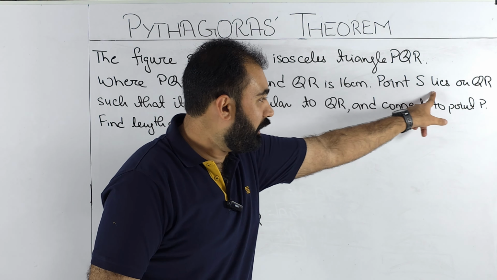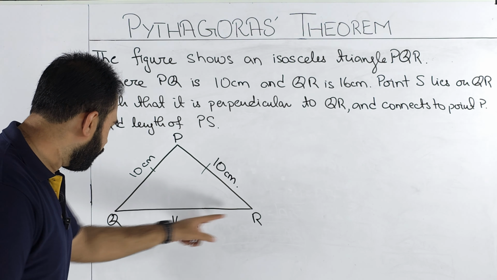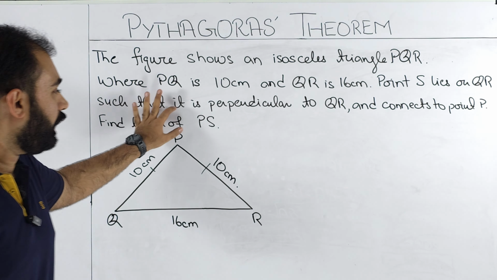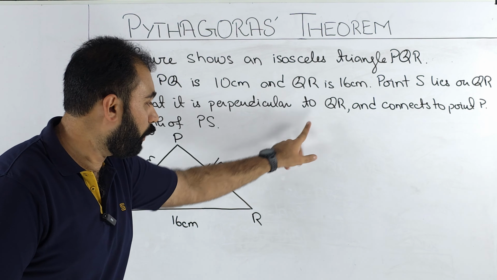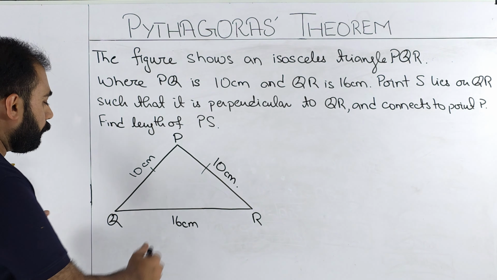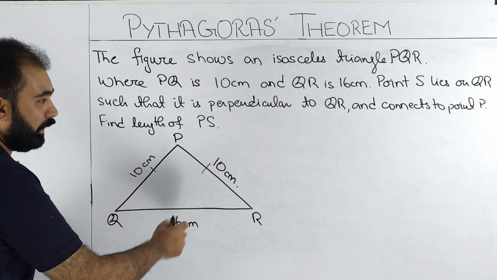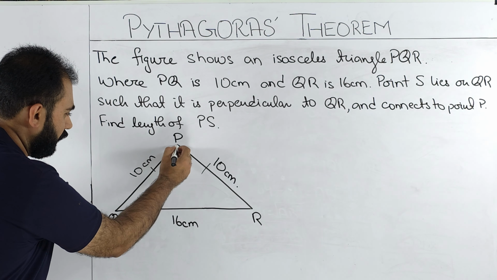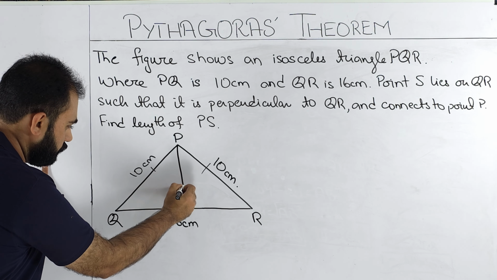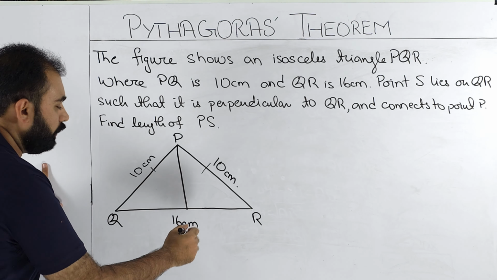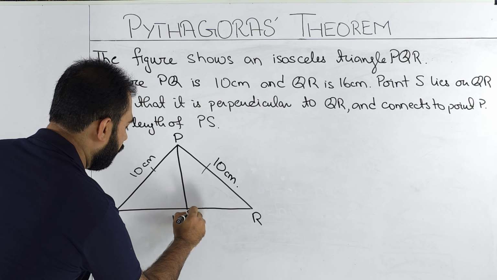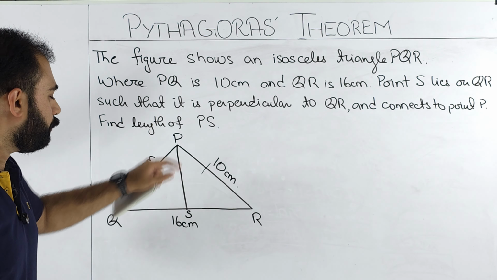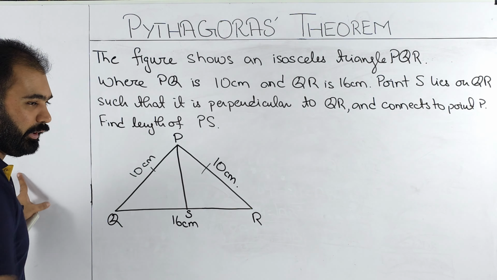Point S lies on QR. Point S is QR के ऊपर कहीं पर lie करता है, such that it is perpendicular to QR. In a sense कि वो एक perpendicular draw कर रहा है and connects to point P perpendicularly. This is point S. Find the length of PS. इस PS की length find out करनी है.